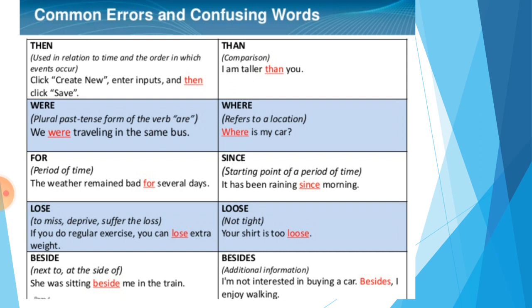And we will see here the difference between for and since. For is used for a period of time, whereas since points to a point in time. For example, the weather remained bad for several days. It shows the period of time. Since shows the point of time. It has been raining since morning.